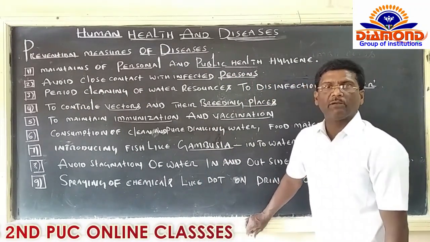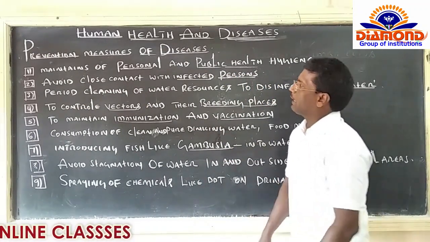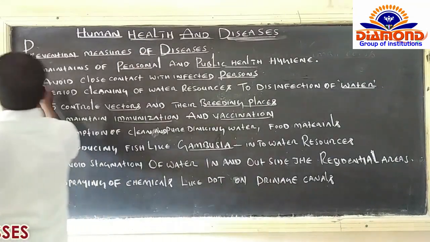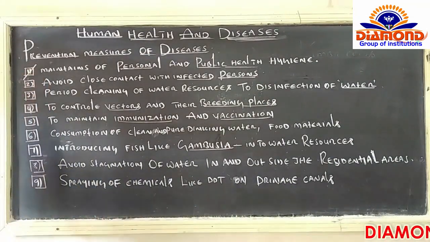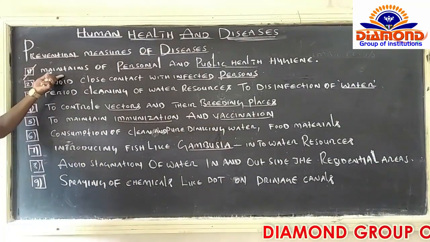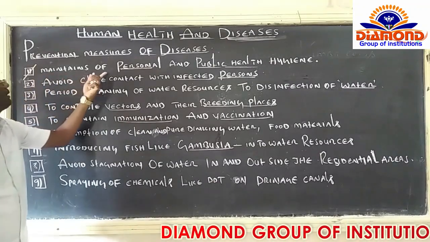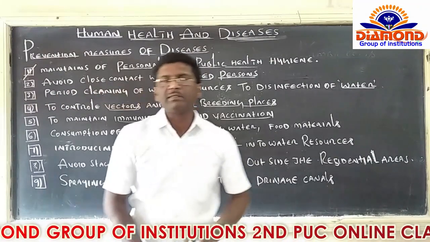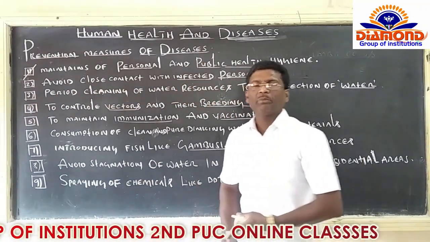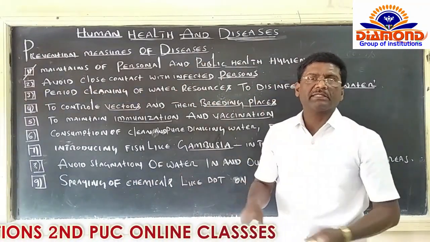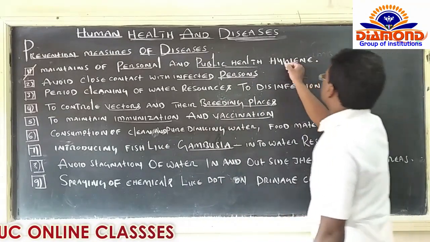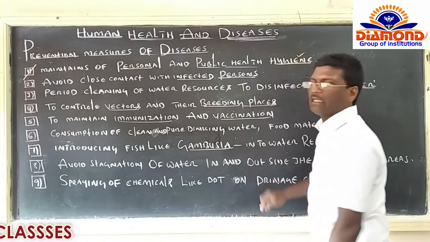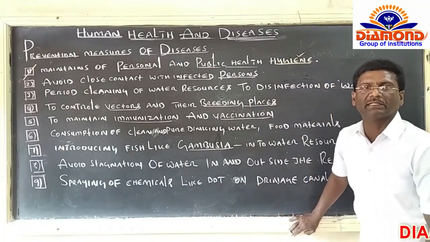Now I would like to explain them one by one very clearly. The first point among the prevention measures of disease is to maintain personal and public hygiene. Personal means individual. Public means the whole society. Hygiene means clean and pure.